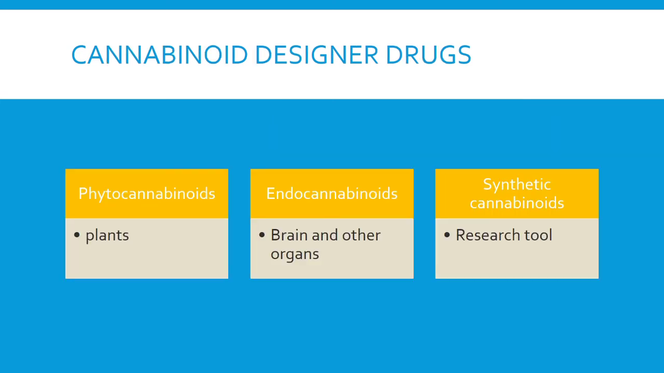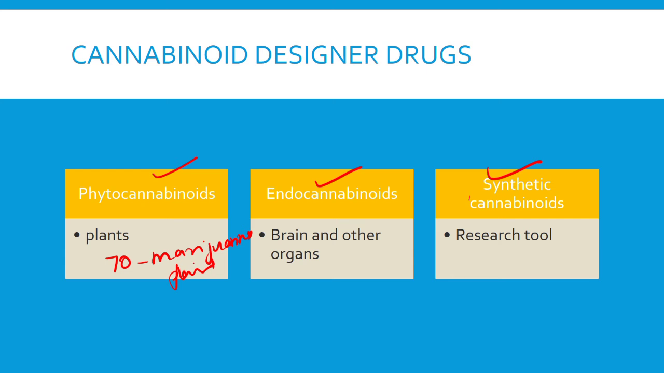So next is cannabinoid designer drugs. Cannabinoid designer drugs are of three types. The first one is phytocannabinoids, the second one is endocannabinoids, and the third one is synthetic cannabinoids. Phytocannabinoids are produced by plants, and the marijuana plant produces over 70 phytocannabinoids. Which plant? Marijuana plant, almost 70 cannabinoids they produce.